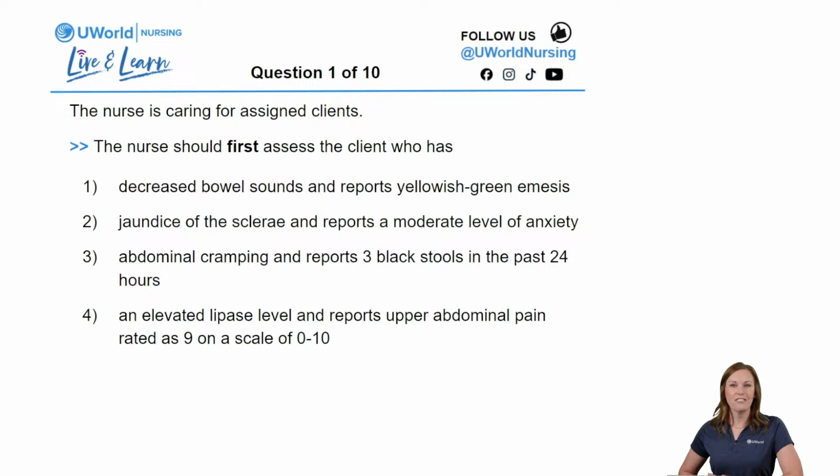All right, our first question says, the nurse is caring for assigned clients. The nurse should first assess the client who has option 1, decreased bowel sounds and reports yellowish green emesis. Option 2, jaundice of the sclera and reports a moderate level of anxiety. Option 3, abdominal cramping and reports 3 black stools in the past 24 hours. Option 4, an elevated lipase level and reports upper abdominal pain rated as 9 on a scale of 0 to 10.